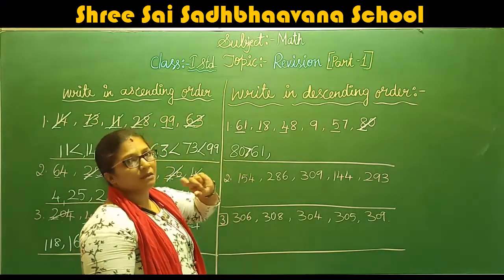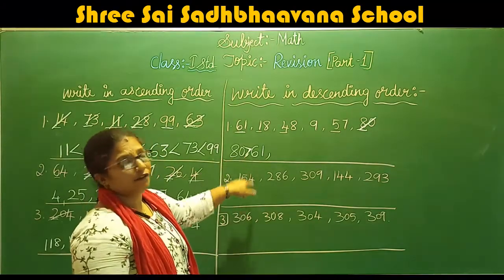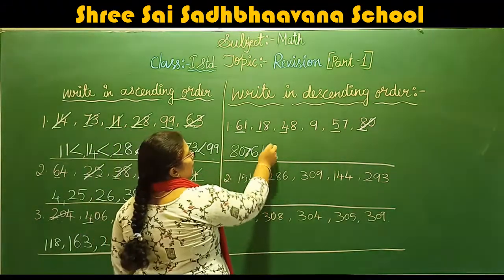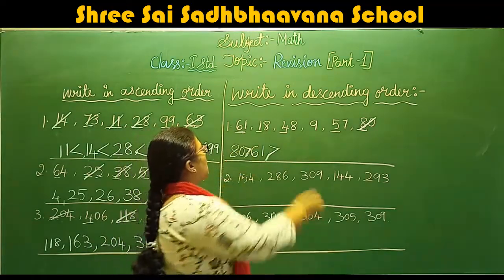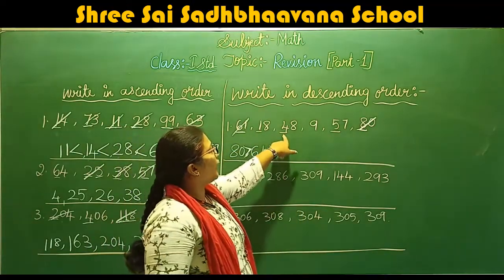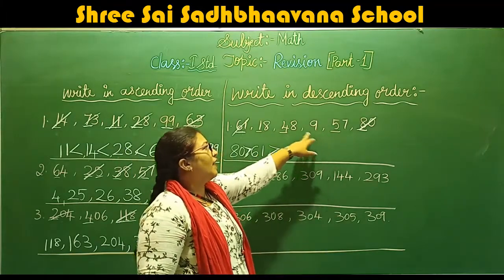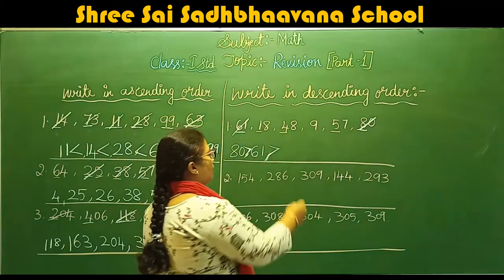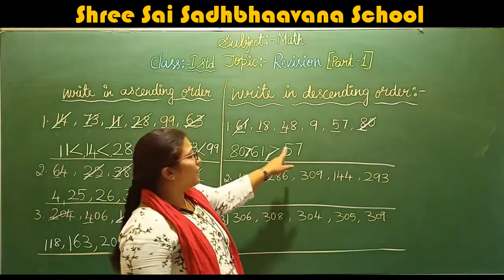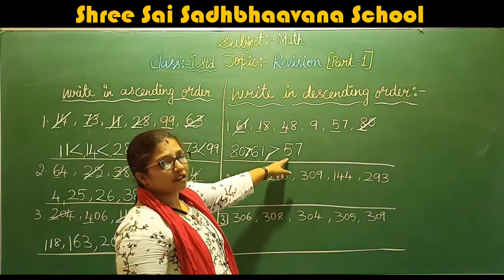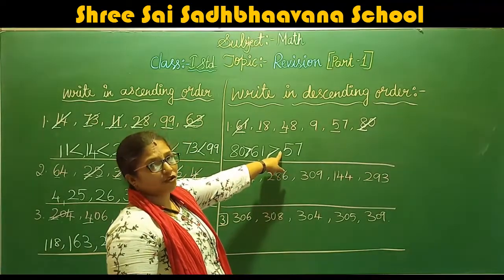So the biggest number means the mouth opens on this side, and only on this side I have to show the symbol. So 61 is greater than, this is finished. Then 4, 8, 5, 7, 5 or 4. 5 is only smaller than 6. I have shown the smaller symbol.